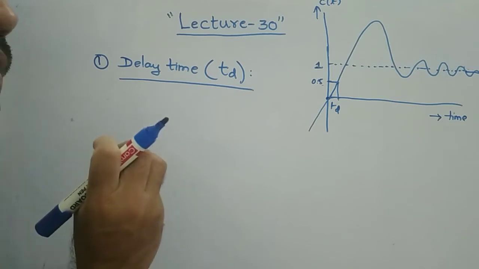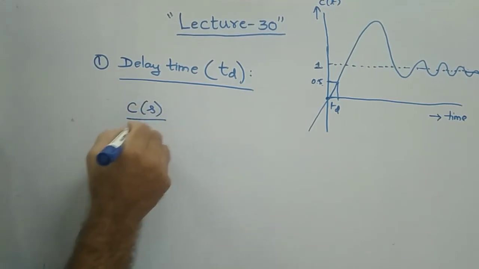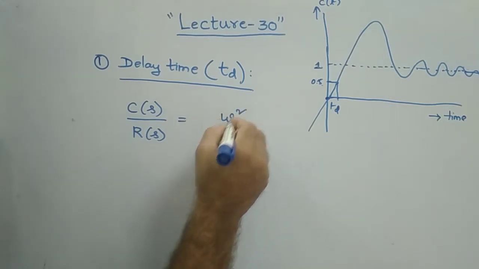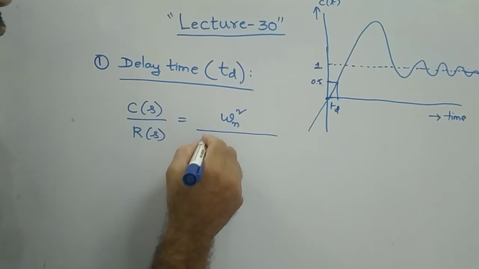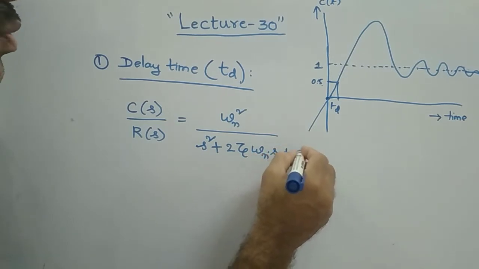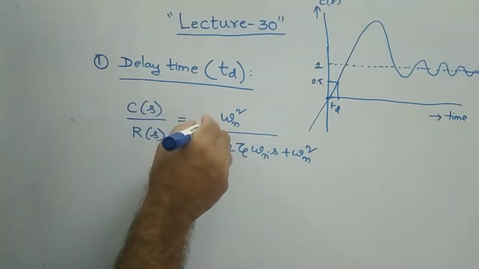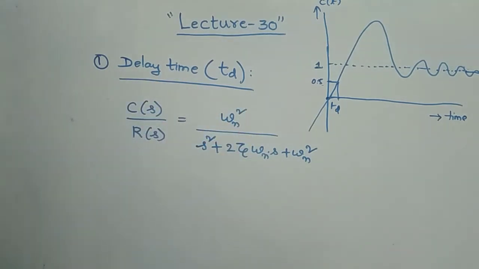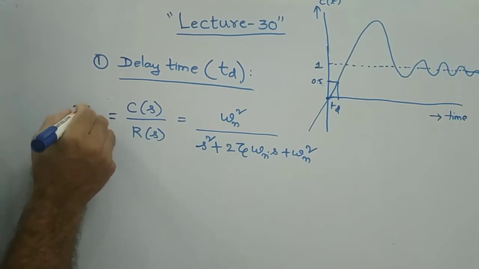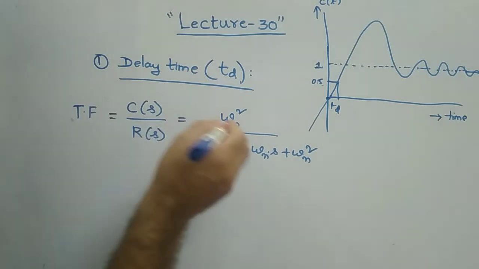We have considered the transfer function for the second order system as C of S by R of S equals omega n square by S square plus 2 zeta omega n S plus omega n square. This is the standard form of the transfer function of a second order control system, is it not?